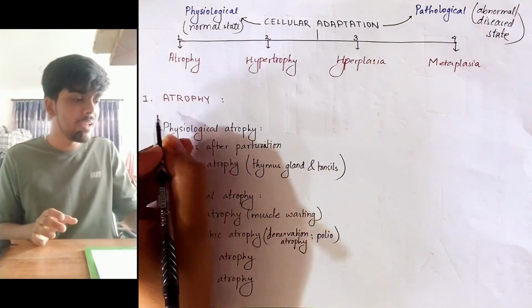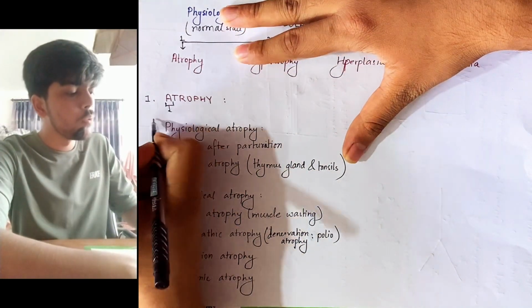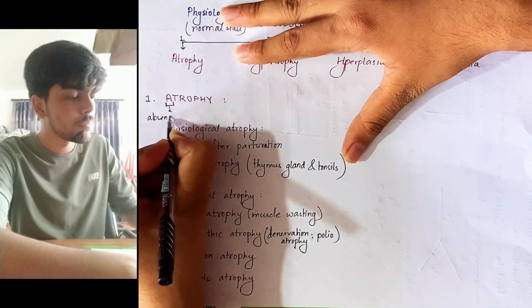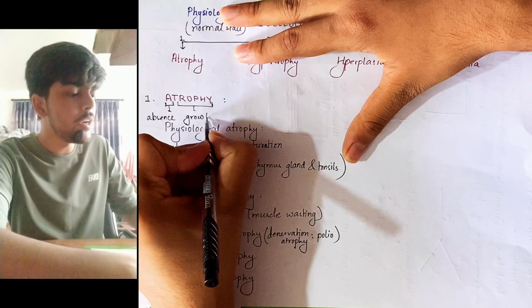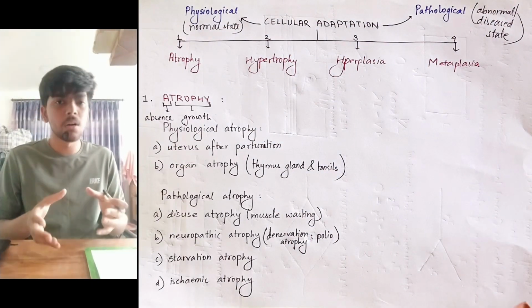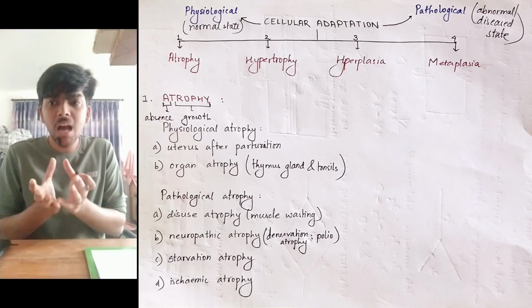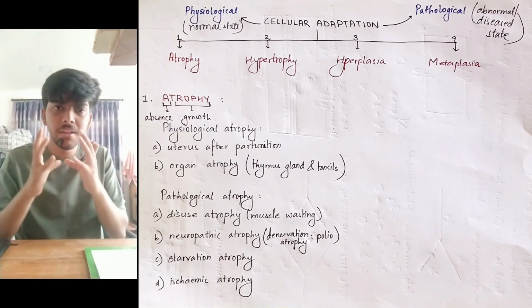Let's begin with atrophy. So the word atrophy contains A, which refers to absence, and trophy, which refers to growth. Basically, during atrophy, there is an absence of growth. Let's say there's an organ, the heart. The heart is going through atrophy. Then the size of the heart decreases.